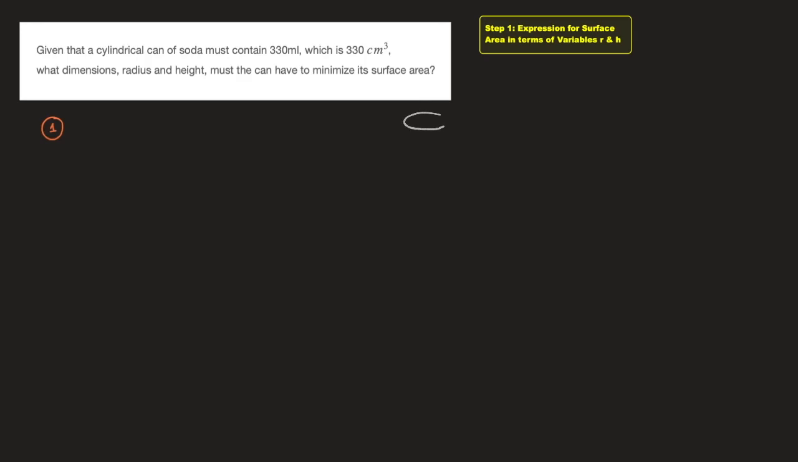We have a cylindrical can, so let's say that's the top, the sides of the can right here, and the base of it. There we go. And this can has a height, which I'll go ahead and call h, and a radius, which I'll draw there, and I'll say it's called r. And just looking at this, it's quite clear that the only variables we have here are h and r.